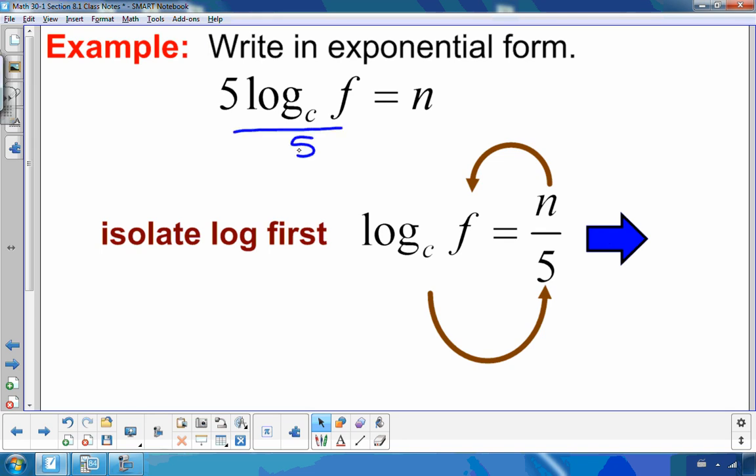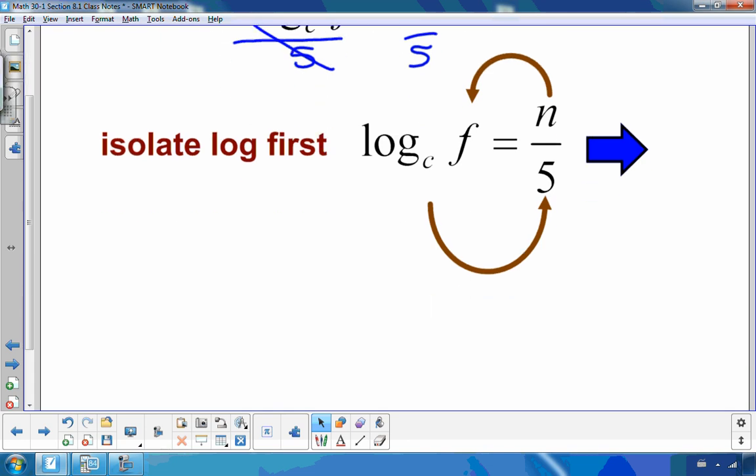So I'm going to divide both sides by 5, that's gone now, and I have log base c of f equals n over 5. And now I can use the circle of logs. So c to the n over 5 equals f.